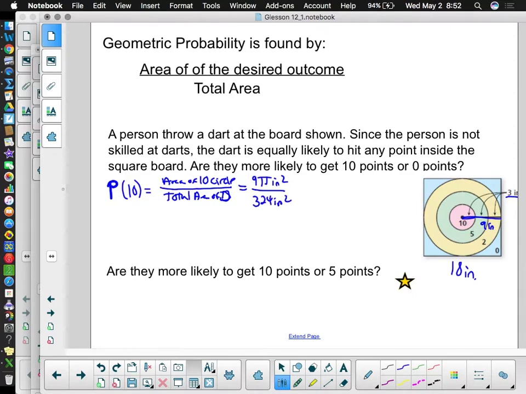And since we're calculating a probability, notice the units cancel out. So units are no longer an issue here. So now I take 9 pi. So my actual exact probability would be 9 pi divided by 324. But I can simplify that, or at least express it as a decimal, which we usually do in geometric probability problems.